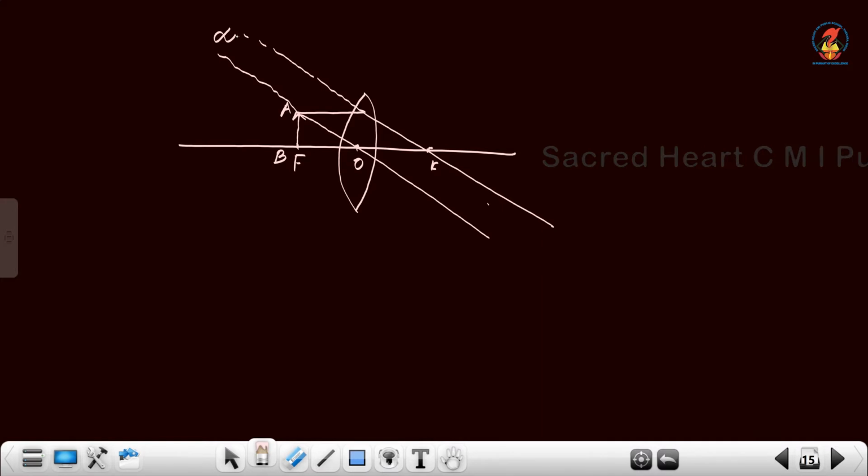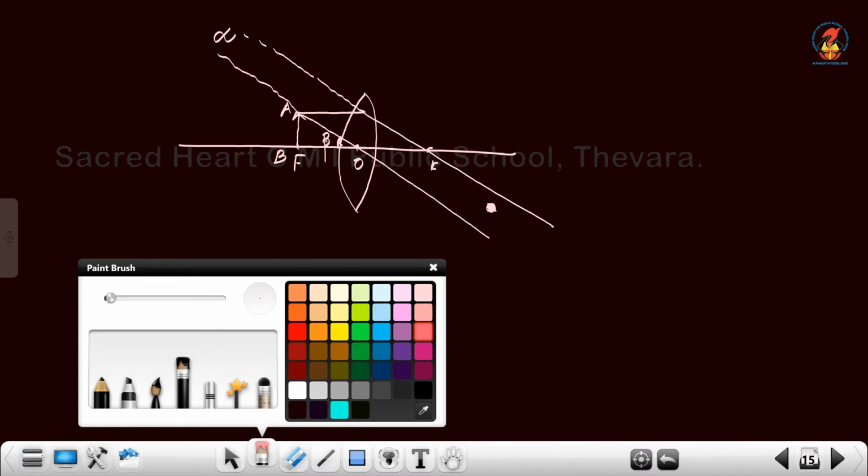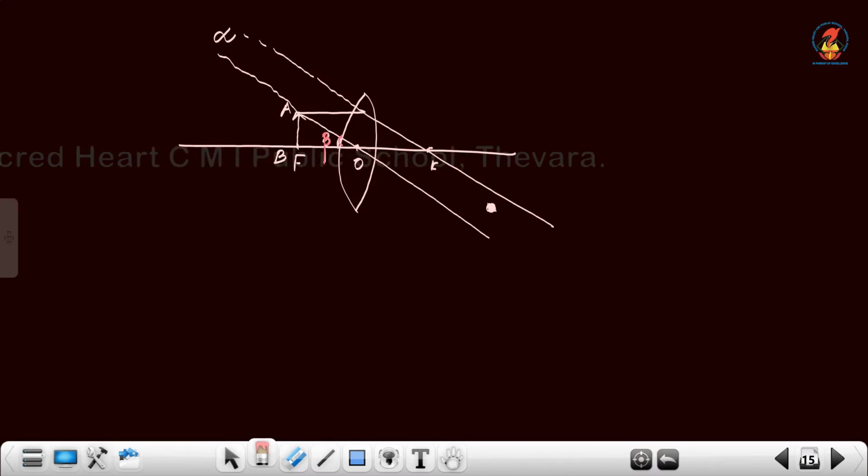Now if our eye is here, then this angle subtended by the image at the eye is taken as beta. This angle is beta. Let h be the height of the object, and the distance between the object and the optic center is the focal length, f.